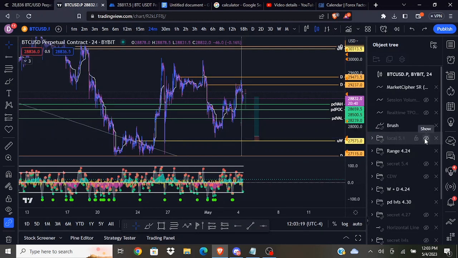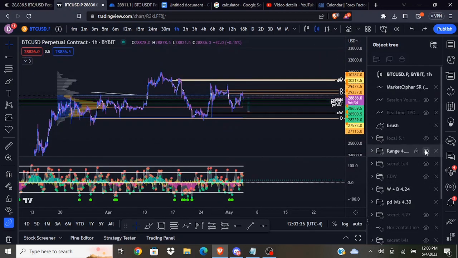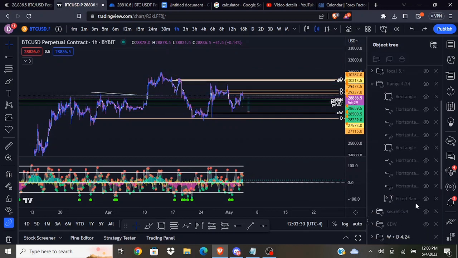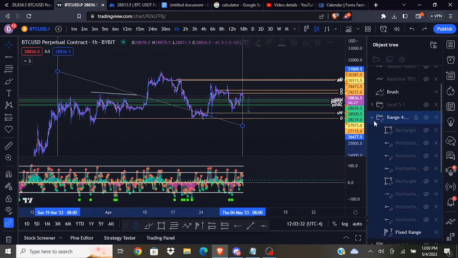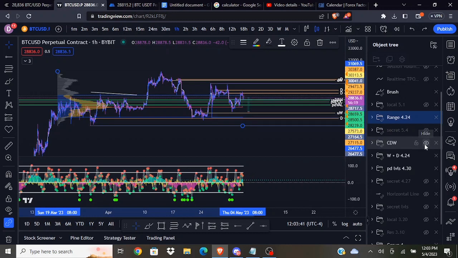So, if it is local range levels, I'll put it in a local folder. If it is a higher time frame range, I'll put that in its own folder and basically just separate things, kind of keep things organized. I have my daily and weekly levels in their own folder. I have previous day levels in their own folder. I got CDWs in their own folder.